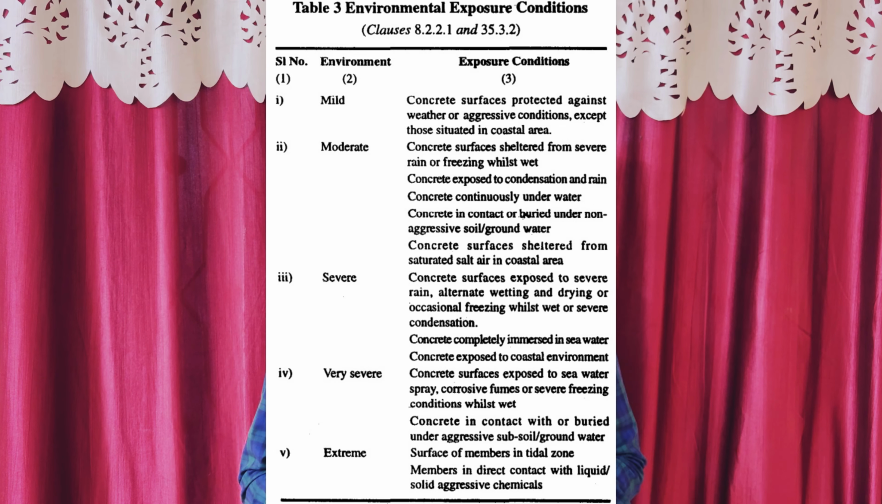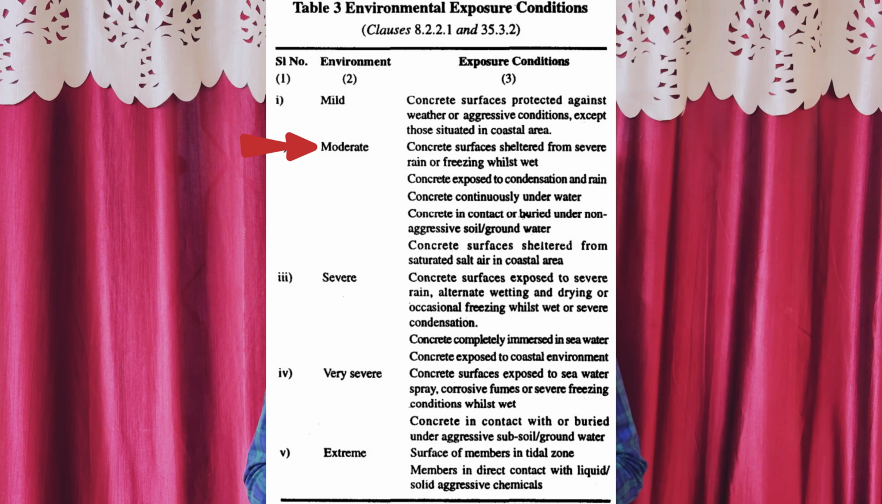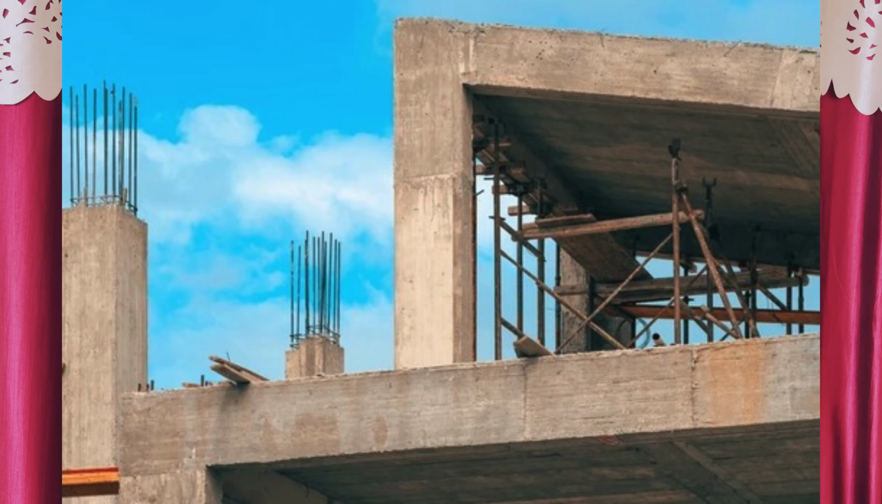Let's see how many types of exposure conditions there are. As per IS 456, the exposure conditions are classified into 5 categories. The first one is mild exposure. Mild exposure is called when concrete is protected from weather and moisture. For example, any RCC structure inside the building which is not open to sky, like internal beams, internal slabs. The second is moderate exposure. Moderate exposure applies where concrete is exposed to rain or weather. For example, external walls, columns and foundations in normal soil.